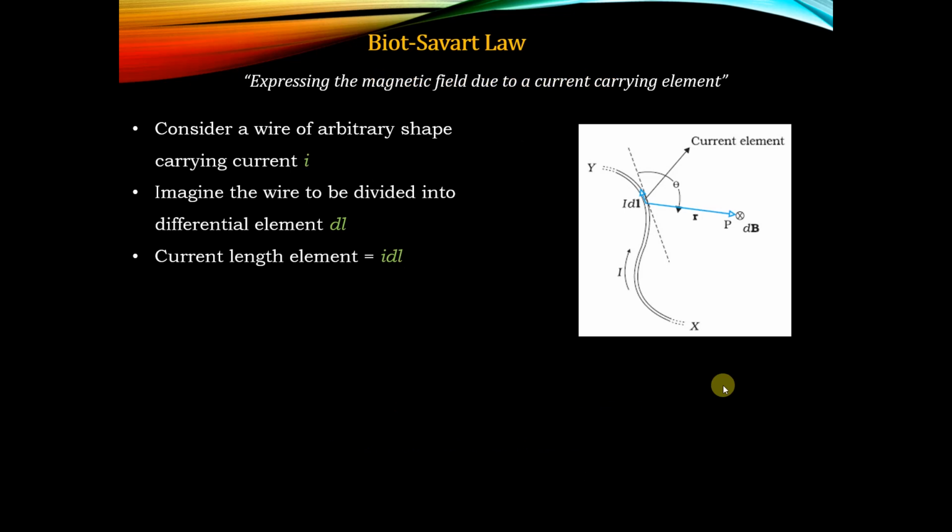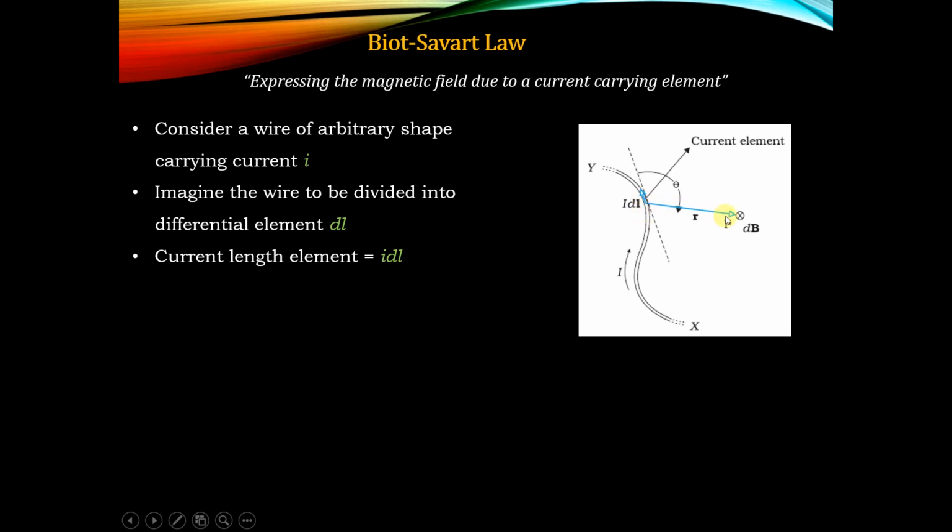Now let's move into the next, that is the Biot-Savart law. The Biot-Savart law basically expresses the magnetic field for a current carrying element. So we are now going to consider a wire of an arbitrary shape, say XY is the wire of an arbitrary shape, and the current passing through it is I. Suppose the total length of this wire is L. I can divide this wire into small elements of length dl. So let me just consider a small element dl. Then the current element I can consider as I dl.